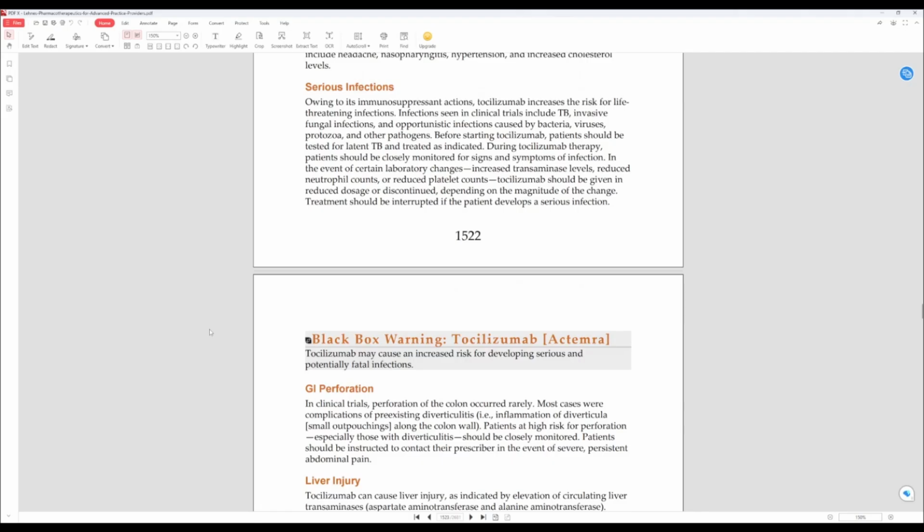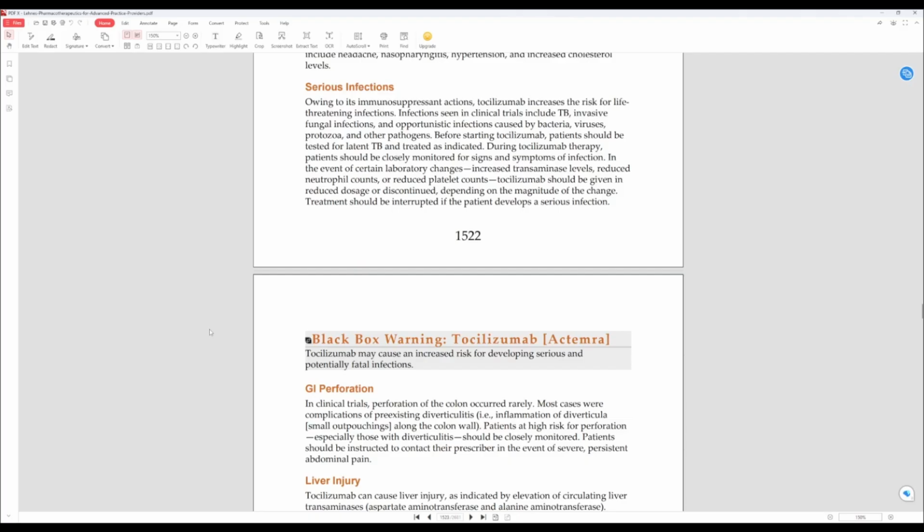Serious infections. Owing to its immunosuppressant action, it increases the risk for life-threatening infections. Infections seen during clinical trials included tuberculosis, invasive fungal infections, and opportunistic infections caused by bacteria, viruses, protozoa, and other pathogens. Before starting tocilizumab, patients should be tested for latent TB and treated as indicated. During tocilizumab therapy, patients should be closely monitored for signs and symptoms of infection.